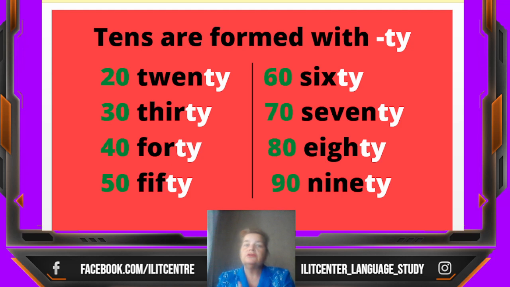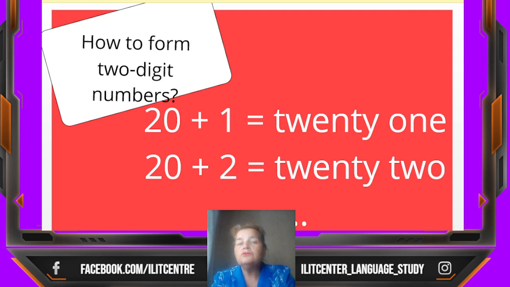And how do we count, for example, from 20 to 30? Let's have a look at how to form two-digit numbers, meaning two numbers in one. We take the tens that we need. For example, from 20 to 30 we should count. 20 plus 1 is 21. 20 plus 2 is 22. 20 plus 3, continue, is 23, of course. 24, 25, 26, 27, 28, 29, and coming over to the next ten, 30.